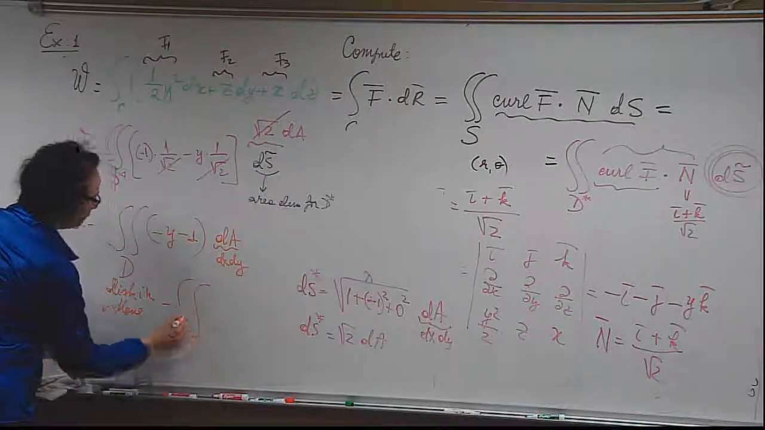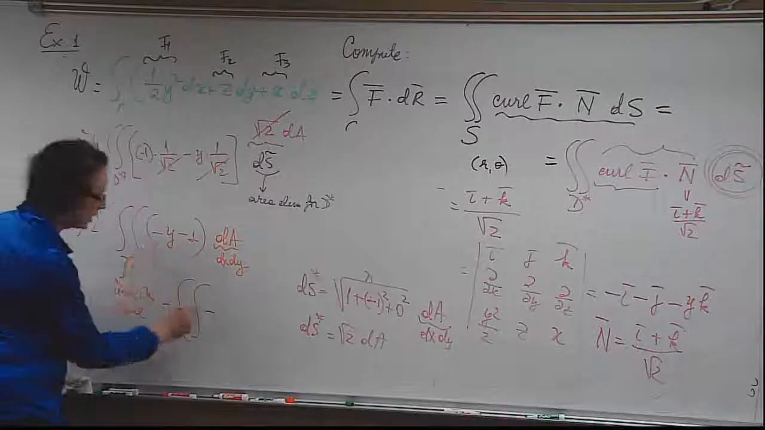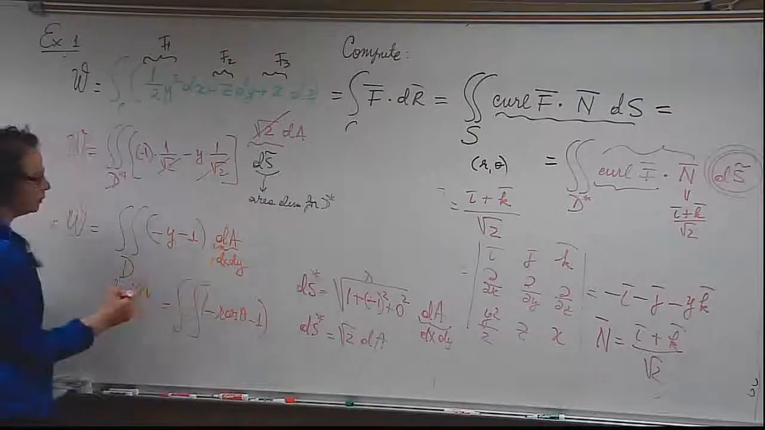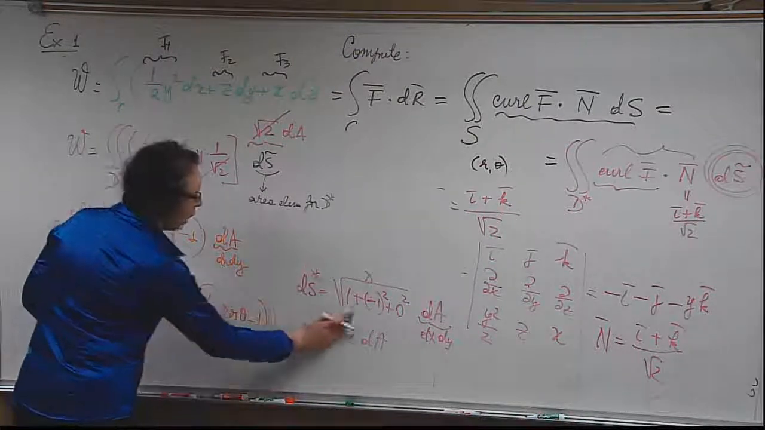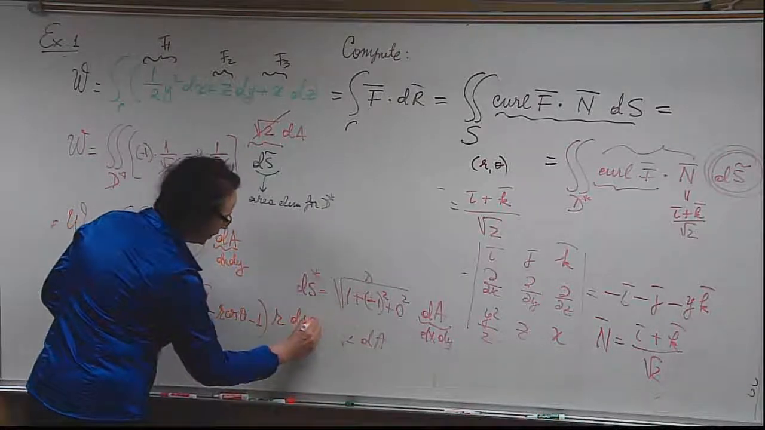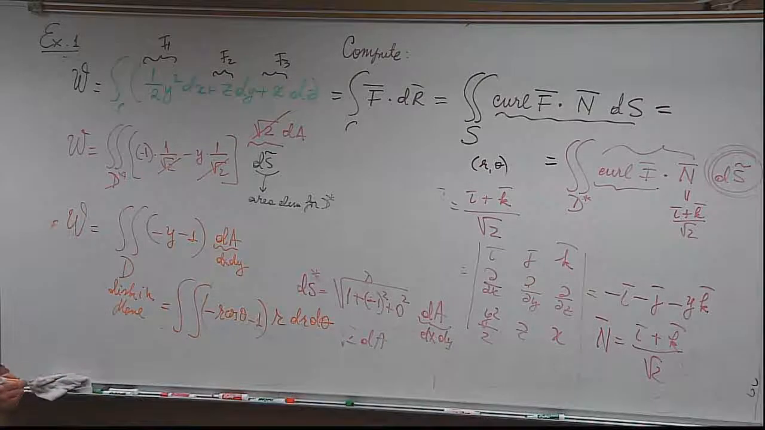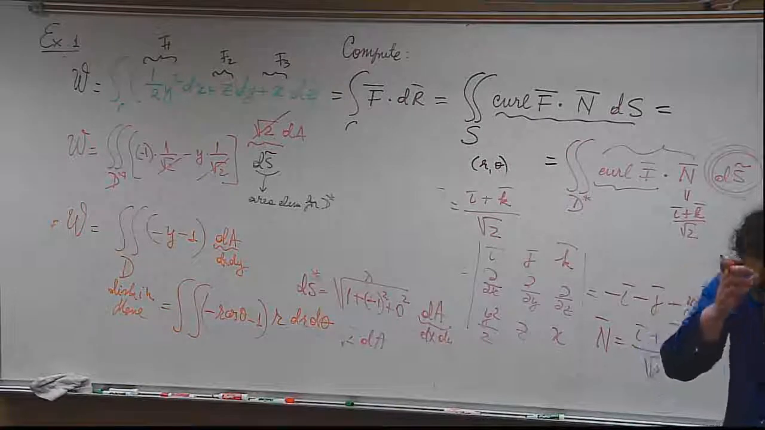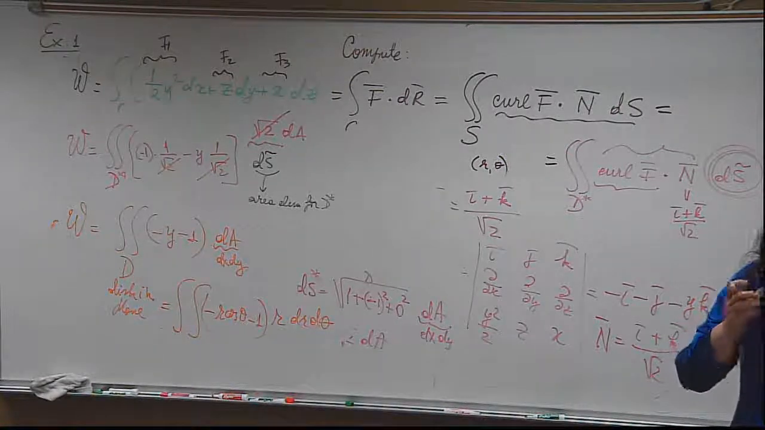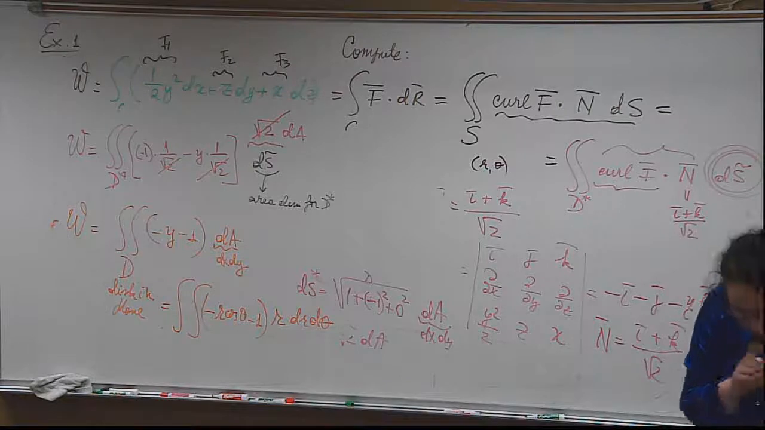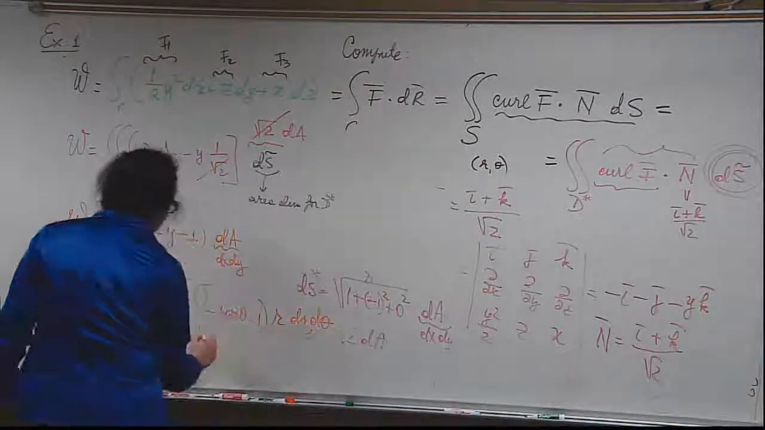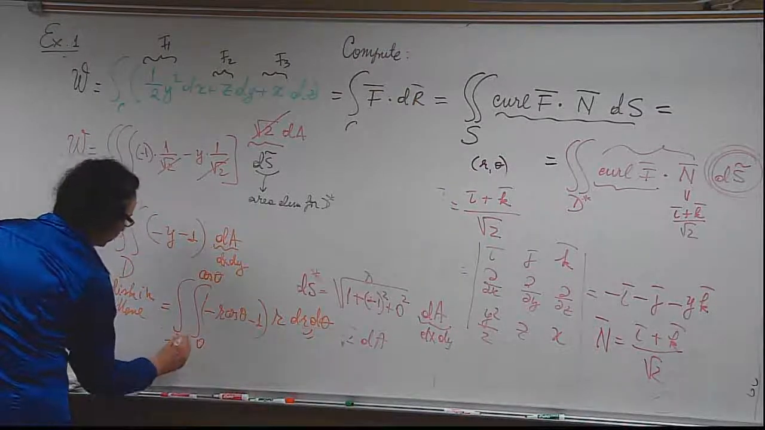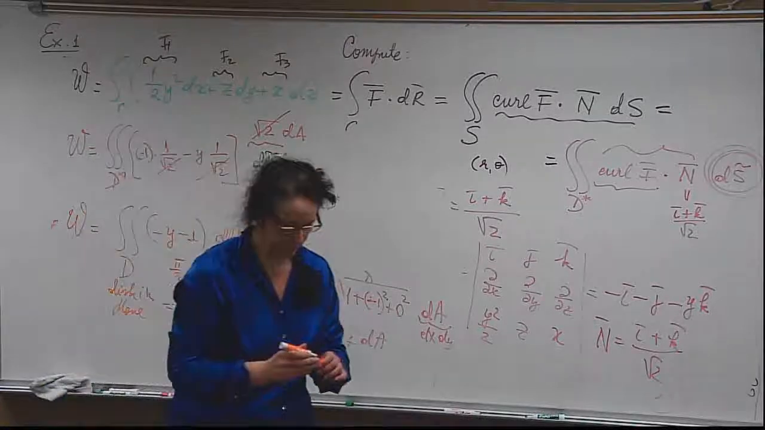So you would have minus y, r cosine theta minus 1. dA will become, instead of dx dy, you have r dr d theta. I'm looking here at what we have: r was from 0 to cosine theta, and theta is from minus pi over 2 to pi over 2. Please stop here, all right?